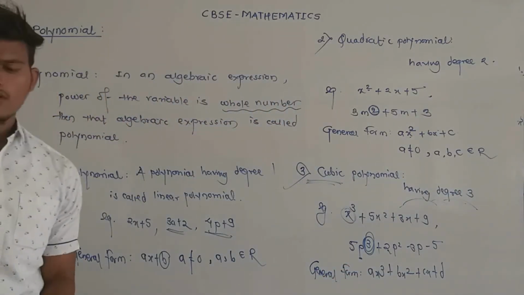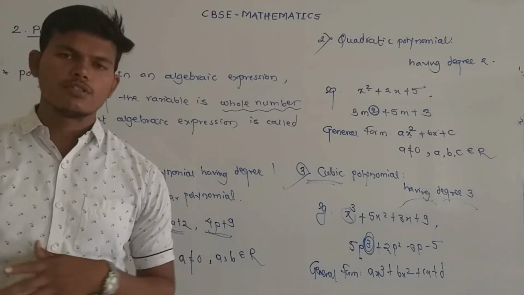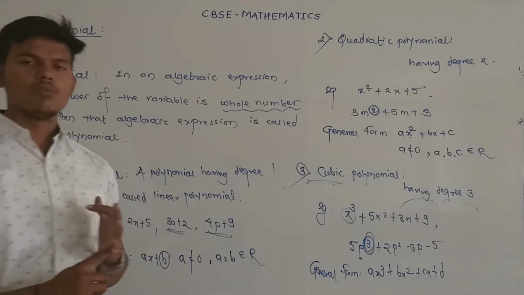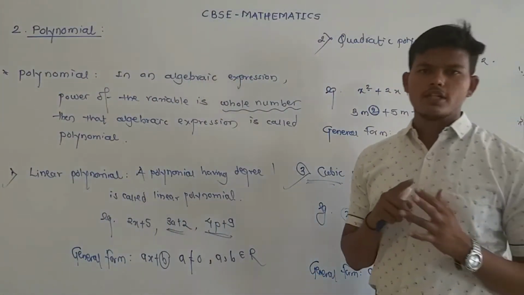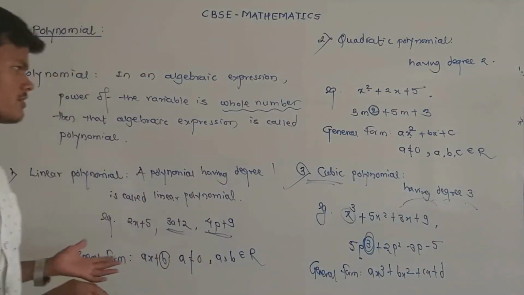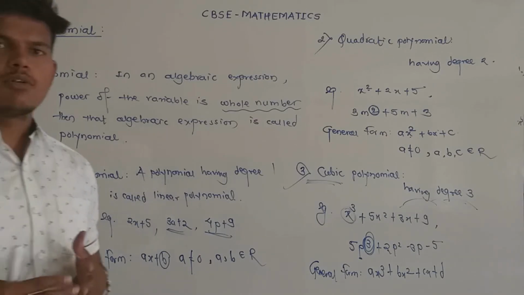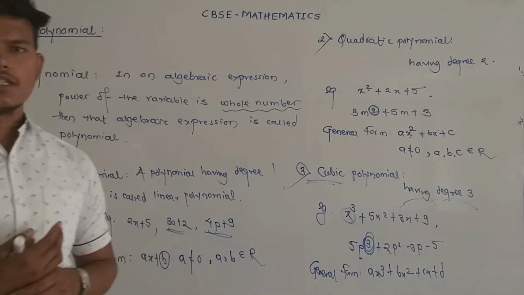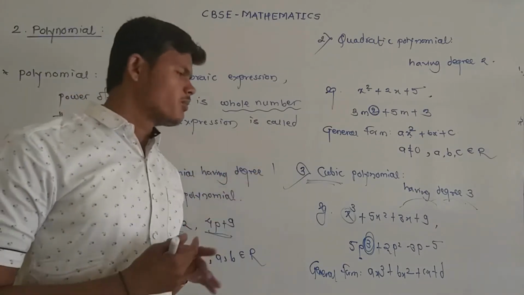The types of polynomial are classified into two types based on number of terms and based on degree. Based on number of terms, there are three types: monomial, binomial, and trinomial. Monomial means contains one term, binomial means contains two terms, trinomial means contains three terms. And based on degree, there are three types. So degree of polynomial is nothing but the maximum power of a polynomial. So based on degree, there are three types: linear polynomial, quadratic polynomial, and the cubic polynomial.